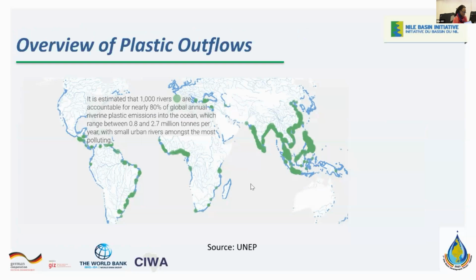Looking at the plastic outflow across the world, as you can see from this map, this study estimates the amount of plastic pollution entering the oceans through the river systems globally. As you can see from this map, most of the outflow is really in India, Indonesia, and I'm sure you're looking at the African part and you're not seeing anything around the Nile, but it's coming in a few minutes.